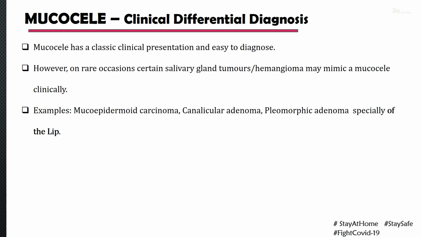So, we have discussed the classical clinical presentation of mucocele, and hence it should be really easy to diagnose it. However, on rare occasions, certain salivary gland tumors or hemangioma may mimic a mucocele clinically. So, careful examination of the mucocele followed by histopathological analysis is necessary to rule out such tumors. Mucoepidermoid carcinoma, canalicular adenoma or pleomorphic adenoma, especially of the lip, may mimic a mucocele clinically.